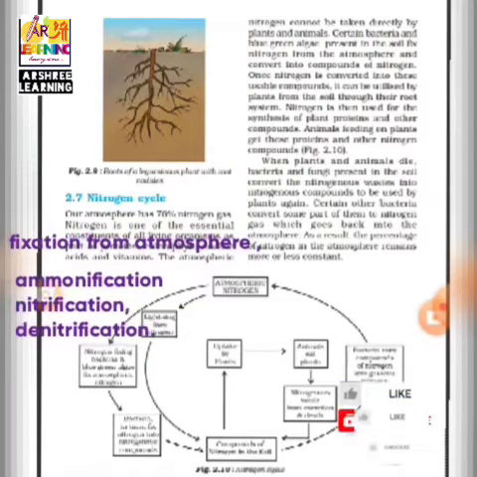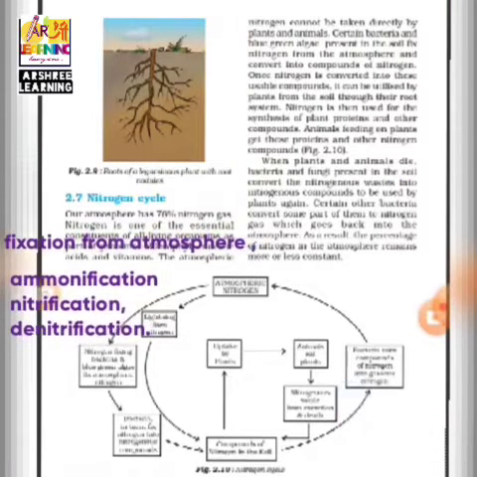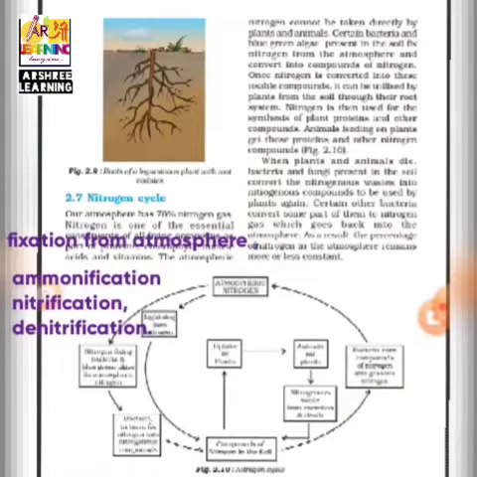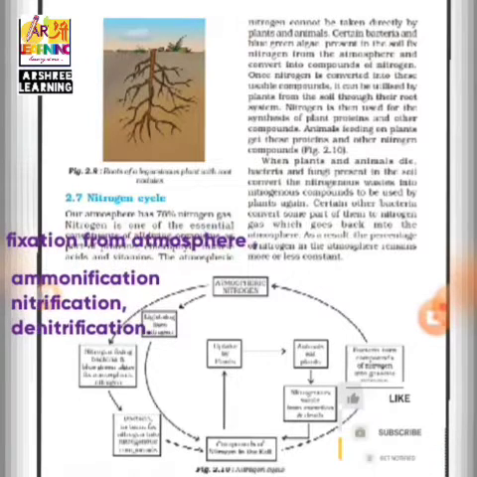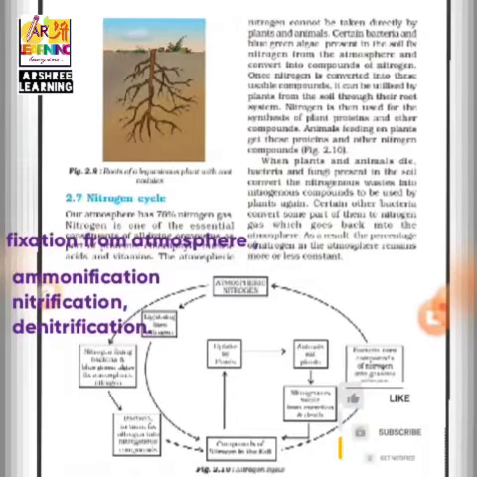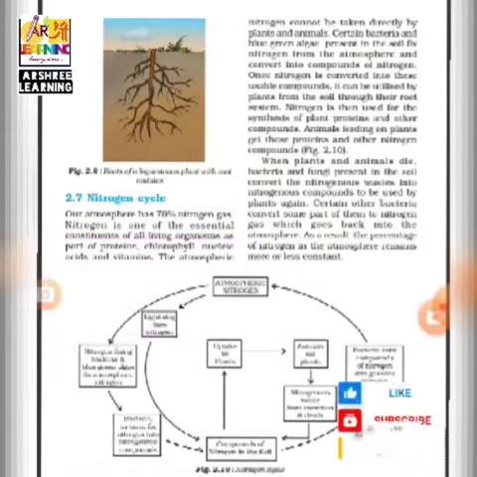When the animals or the humans die, their dead bodies decompose in the soil, and then the nitrates are mixed with the soil. When these nitrates are denitrified by ammonifying bacteria, they produce nitrogen, and this nitrogen goes back to the atmosphere, which completes the cycle.